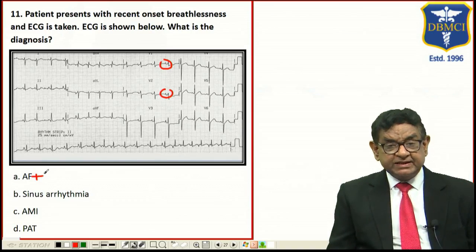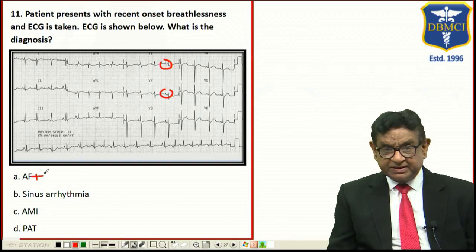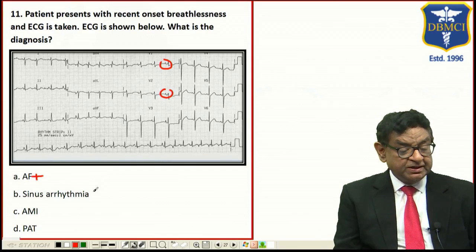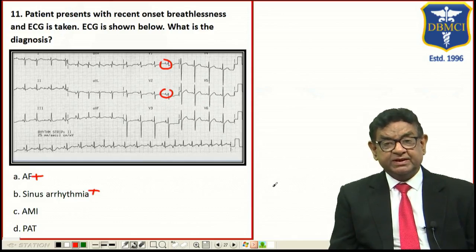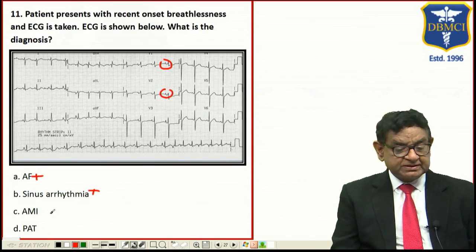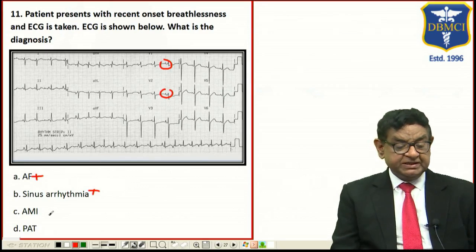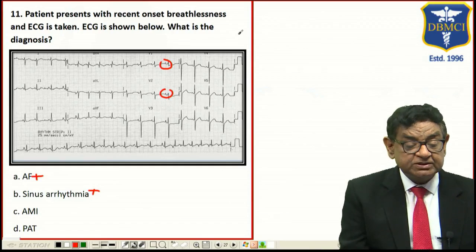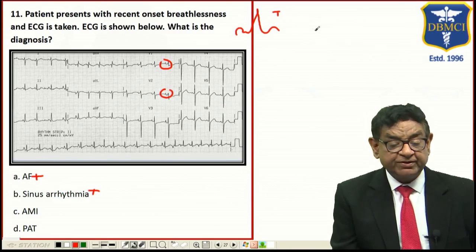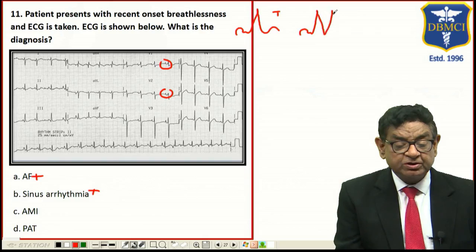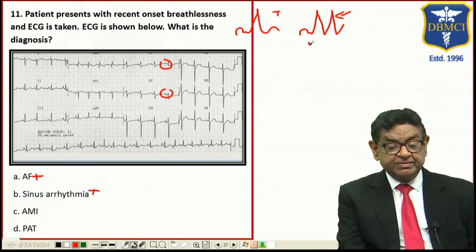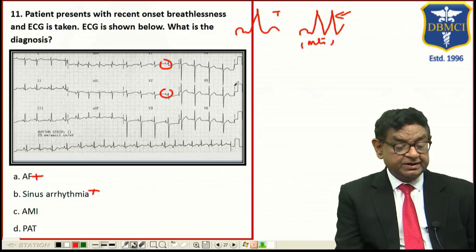In sinus arrhythmia, the heart rate changes with respiration. But here there is no such change available. This cannot be sinus arrhythmia. In acute MI, we definitely get ECG changes. Let us see what the ECG changes in acute MI are. This is the normal recording, T wave. In acute MI, the first finding is tall T wave. This is a tall T wave. This occurs within minutes of acute MI.